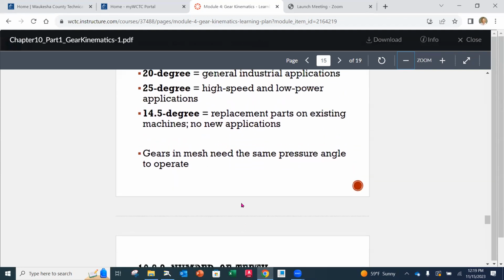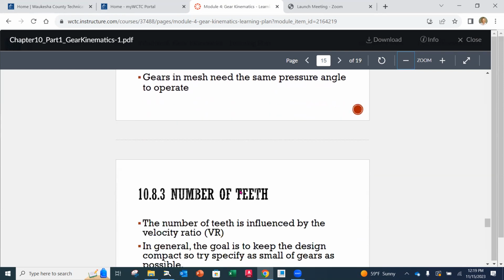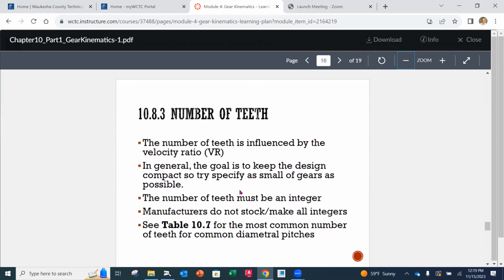And gears need to have the same pressure angle in order to mesh together. So diametral pitch and pressure angle have to be the same for the gears. But what will be different is the number of teeth, and that's going to be based on the amount of speed, or the difference in speeds, that we need to generate between the two gears. So the number of teeth is going to influence that velocity ratio, as we saw the last time.